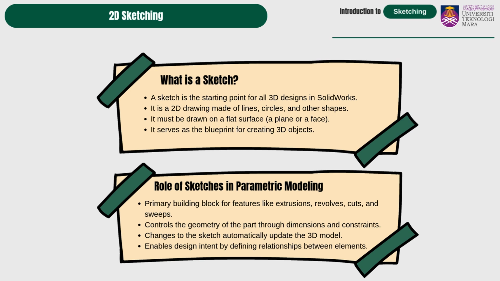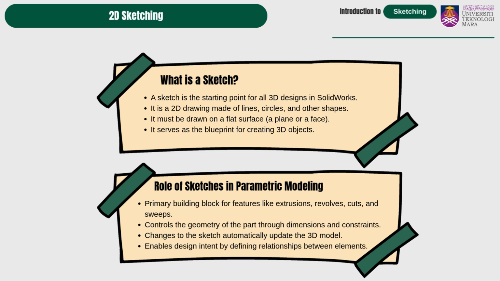Simply put, a sketch is the starting point for all 3D designs in SolidWorks. It's a 2D drawing made up of basic geometric shapes like lines, circles, and arcs. Think of it as the blueprint for your 3D part. It must be created on a flat surface, which we call a plane or a face.